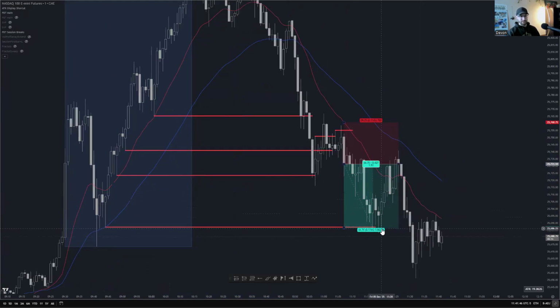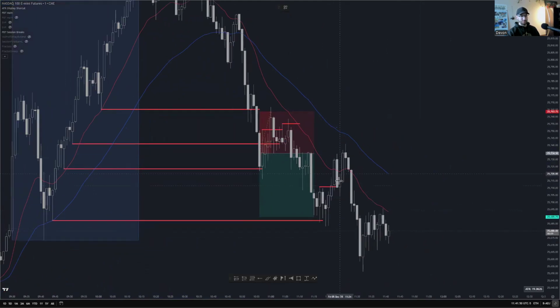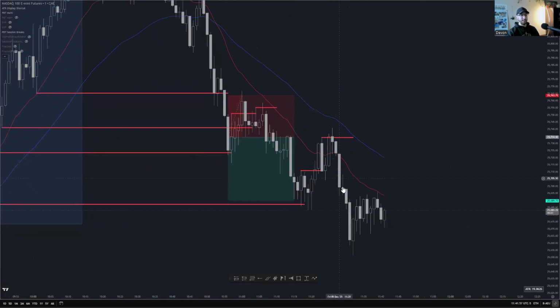Price pushes up, down, up. Now we have buyers in control. Price pushes up, down, up, takes out this high. Drops aggressively, doesn't give you any engulfing, doesn't give you any reason to get into the trade unless you went into a lower time frame here.